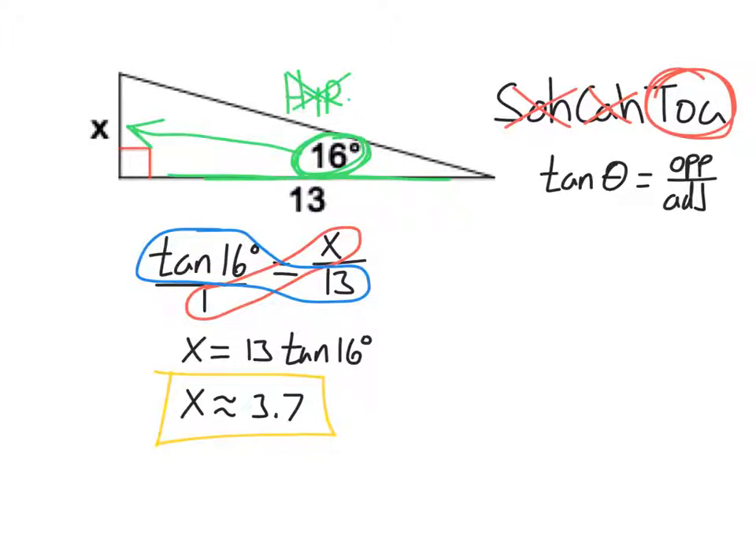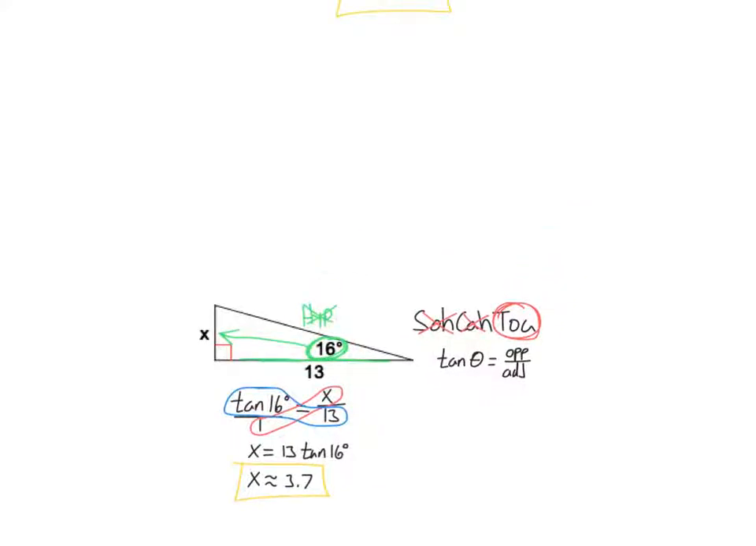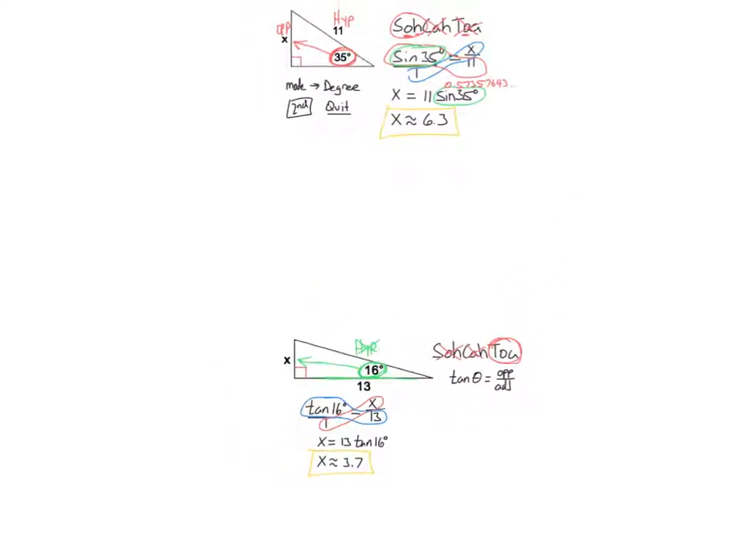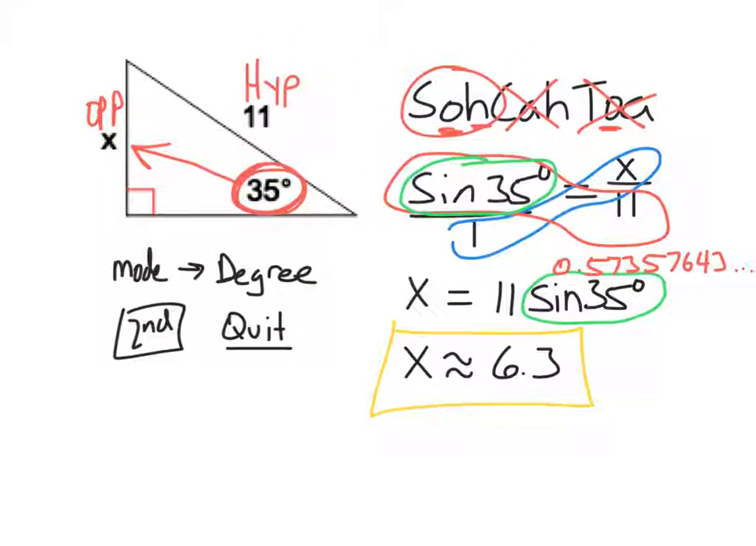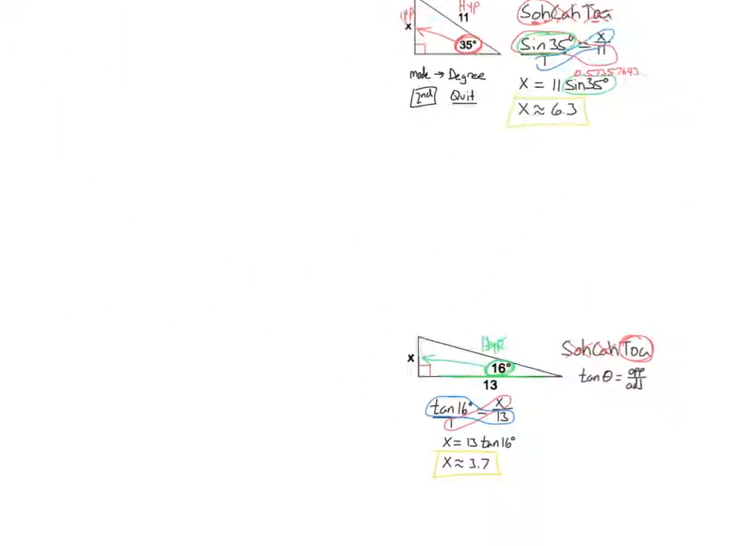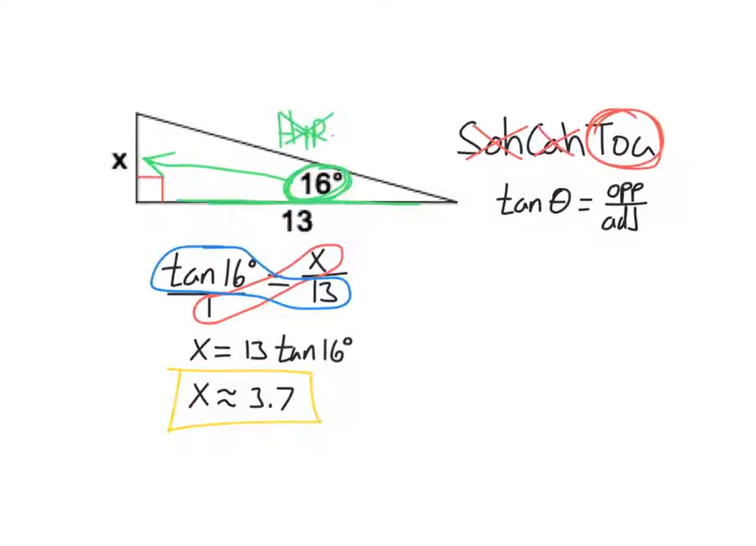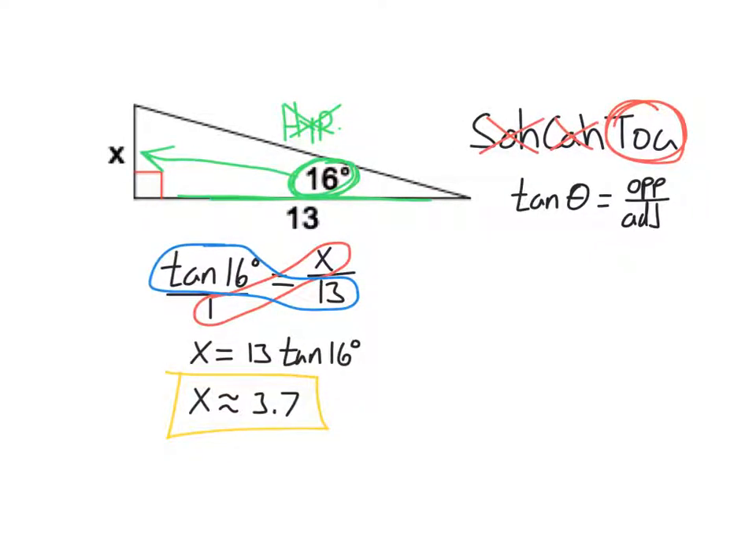All right. So I apologize that I'm not there to help you guys out on this right now, but please look around with your neighbors. Make sure that you're able to get 6.3 on this example when you're typing in 11 times the sine of 35, and make sure you're able to get 3.7 on this example when you are typing in 13 times the tangent of 16 degrees, to make sure everybody in the room can actually use their calculators properly to get the proper answers. Hopefully this wasn't too confusing.